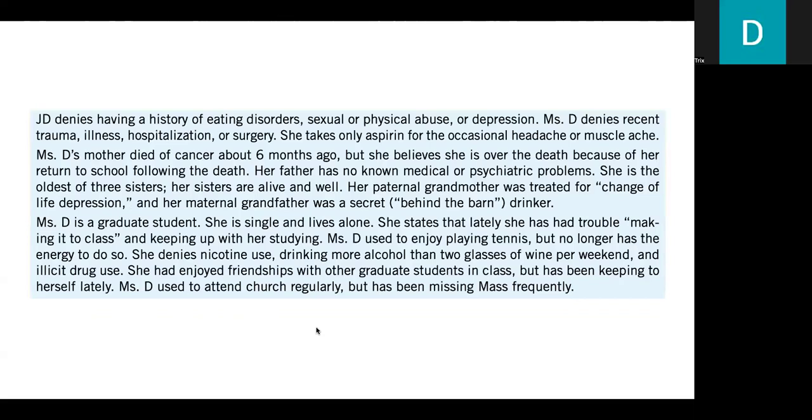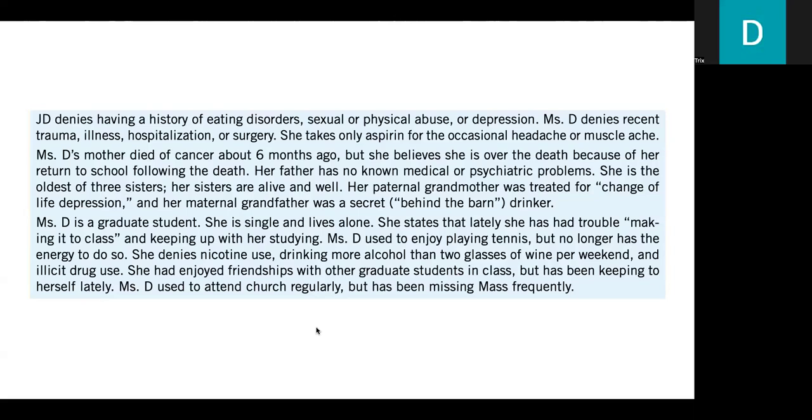JD denies having a history of eating disorder, sexual or physical abuse, or depression. Ms. D denies recent trauma, illness, hospitalization, or surgery. She takes only aspirin for the occasional headache or muscle ache. Miss D's mother died of cancer about 6 months ago, but she believes she is over the death because of her return to school following the death.